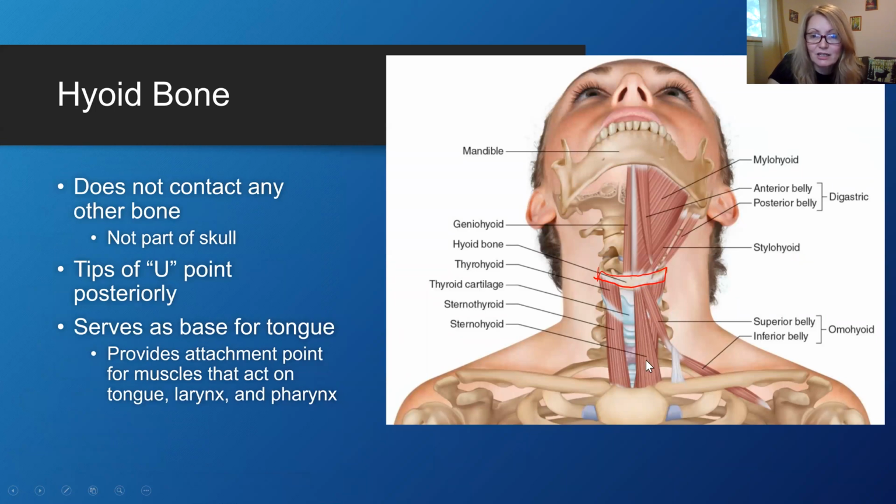Even those muscles have names that include this hyoid part in their name, like sternohyoid, from sternum to hyoid, sternohyoid over here, or omohyoid, right? That's omohyoid. Or this one, digastric muscle, mylohyoid, this muscle, mylohyoid. So many attachments for many muscles that act on your larynx, pharynx, and tongue.